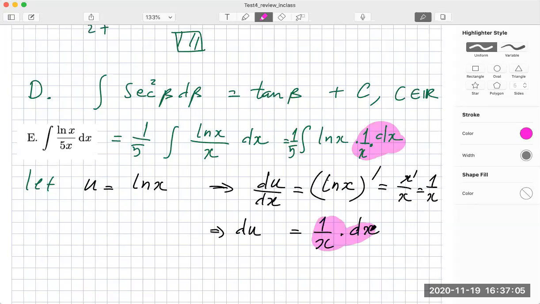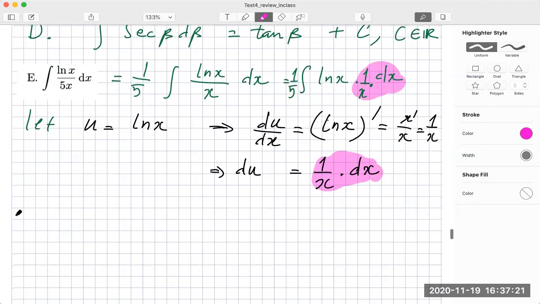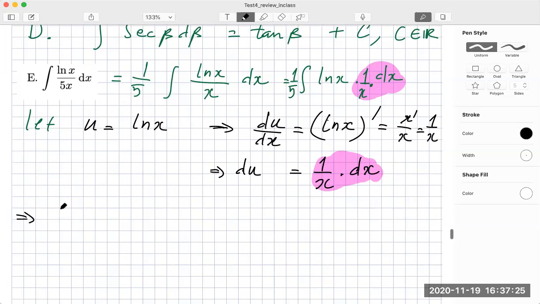And these terms appear in the integral here. This is an indefinite integral, so we don't have to change the upper limit and lower limit. What we can do is to substitute.